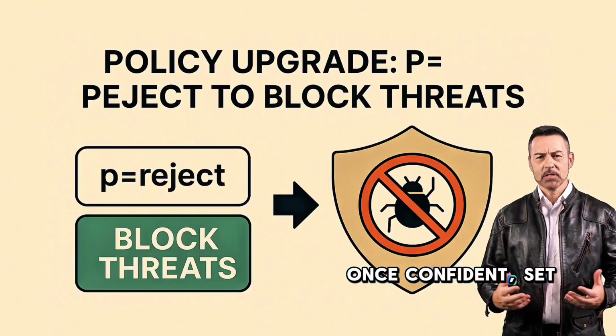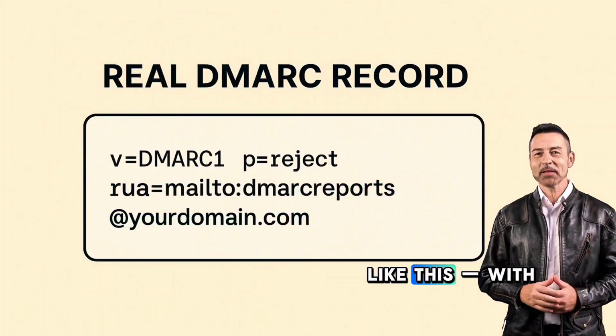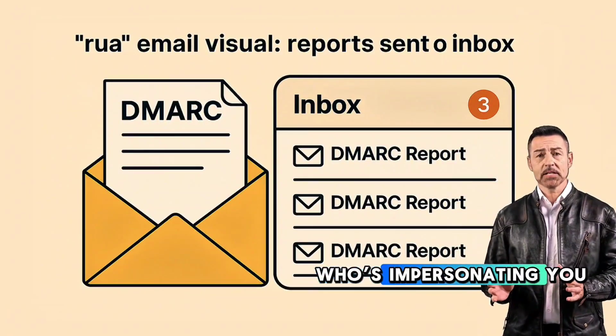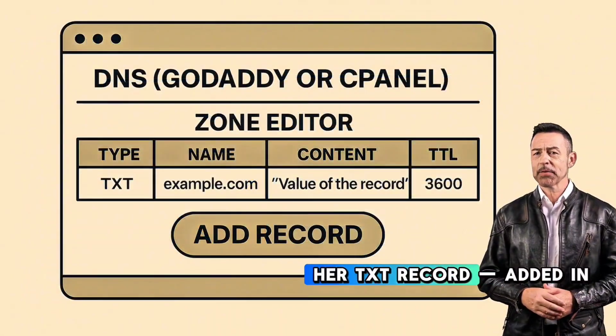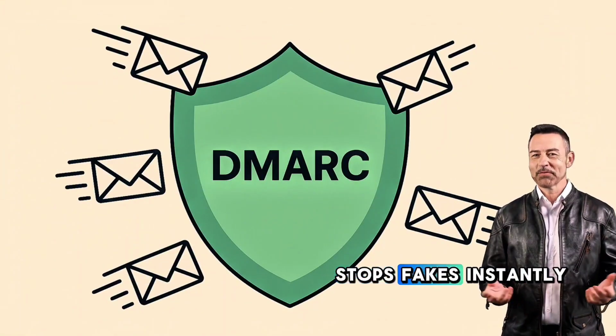Once confident, set p equals reject to block spoofing. Your record may look like this, with a reporting address. This lets you track who's impersonating you. It's another TXT record, added in your DNS. Done right, it stops fakes instantly.